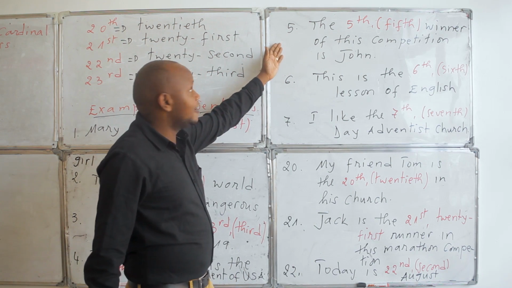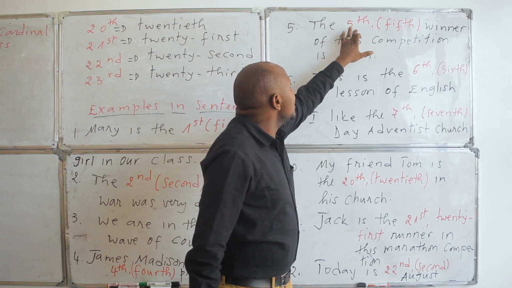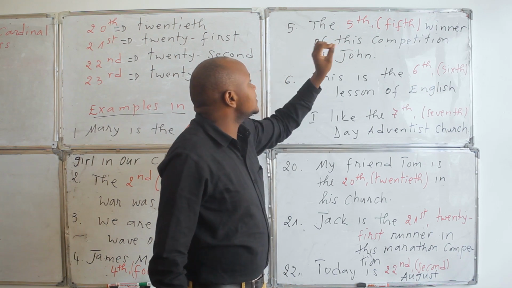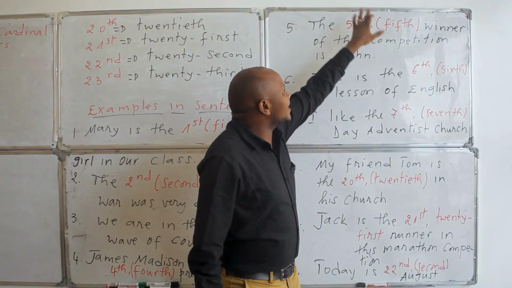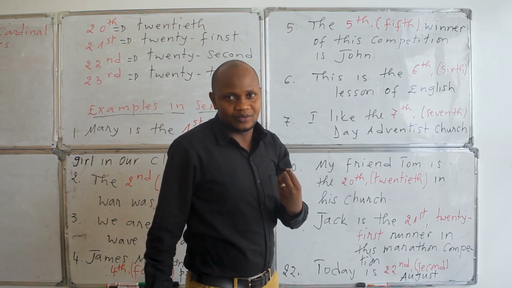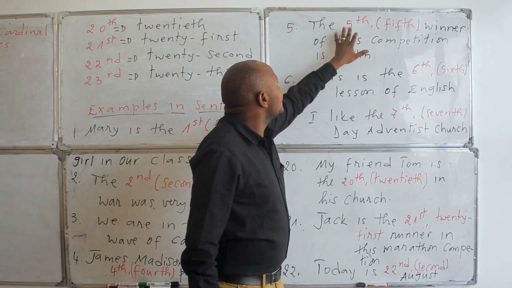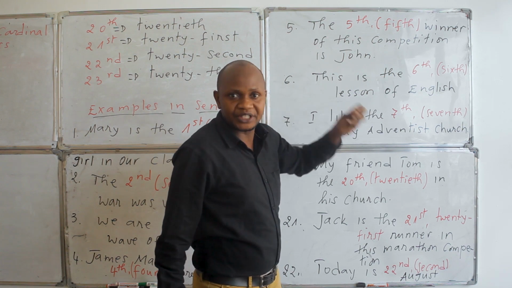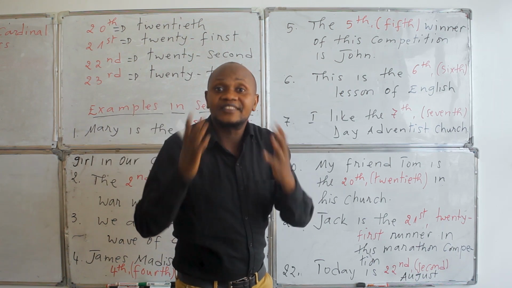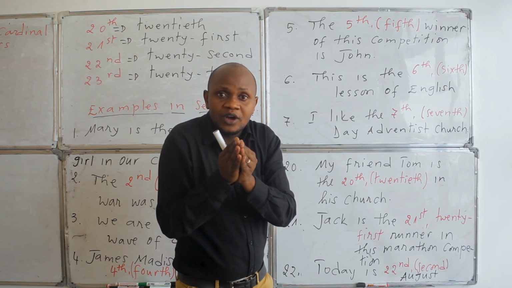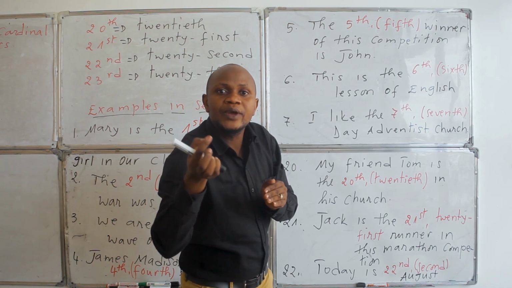Number 5. 5 arihinduka fifth. The fifth winner of this competition is John. Uwatsinze wabaye wa gatanu ni muri aya marushanwa yitwa John. Urumva ni wa gatanu. Ntabwo yaba ari 5. 5 things, ibintu bitanu. Ariko niba umuntu yaje ku mwanya wa gatanu turamwita ko ari the fifth winner.